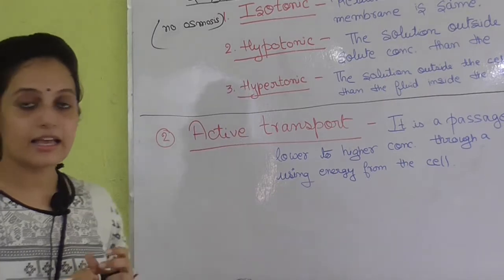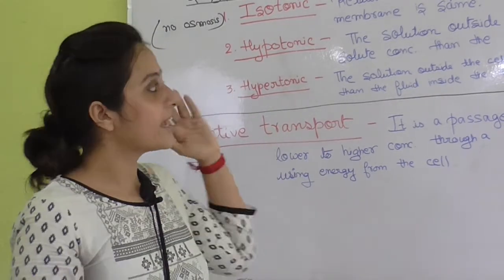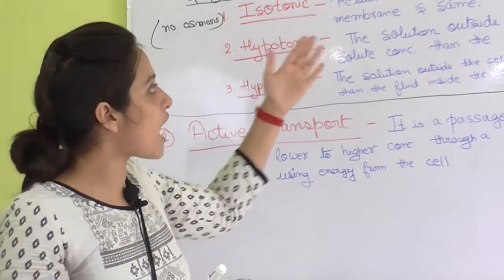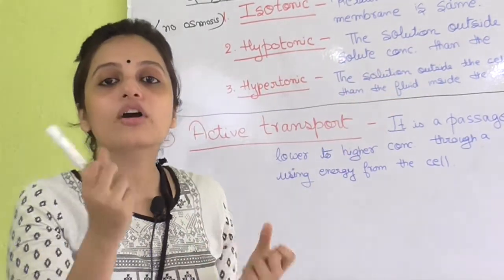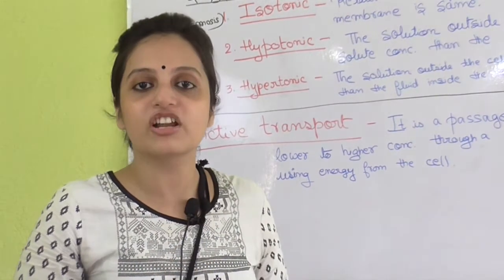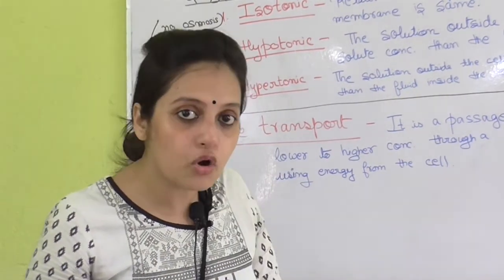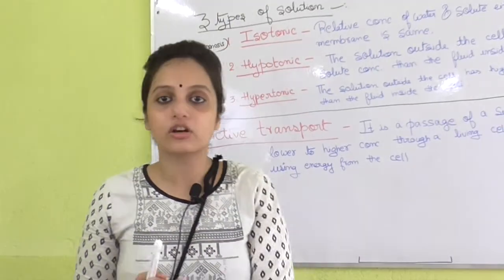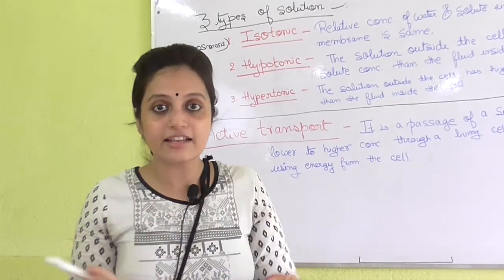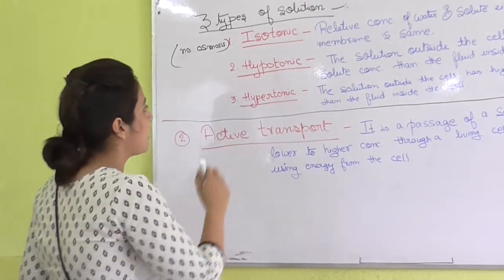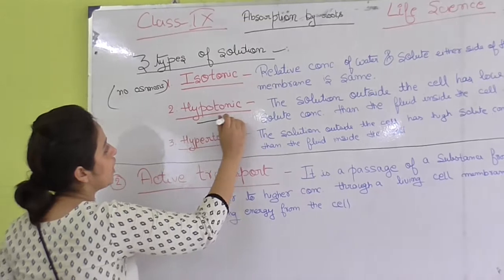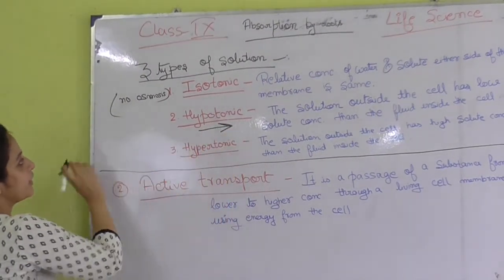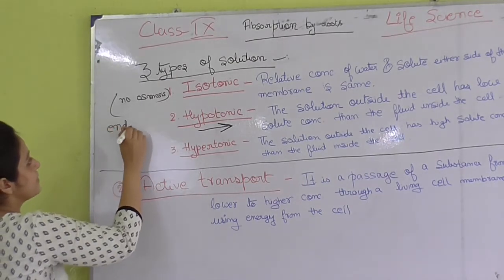What happens in hypotonic? Here the solution outside the cell has a very low amount of solute, which means the solvent is much more than in the cell. What will happen? The solvent will enter the cell, and the cell will swell up. So here water enters, and endoosmosis happens.